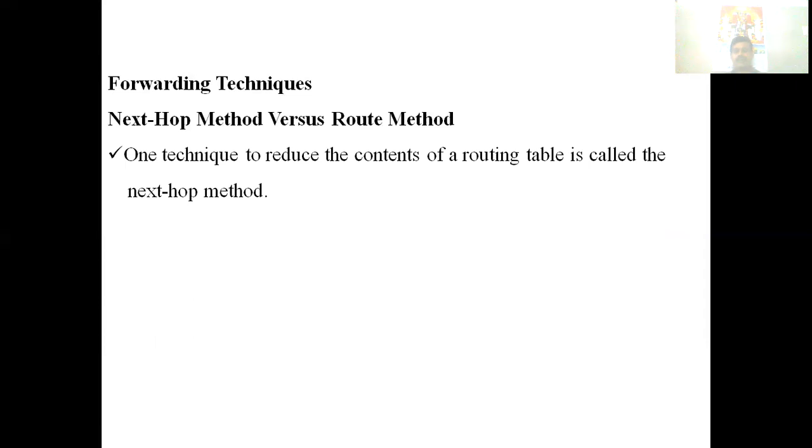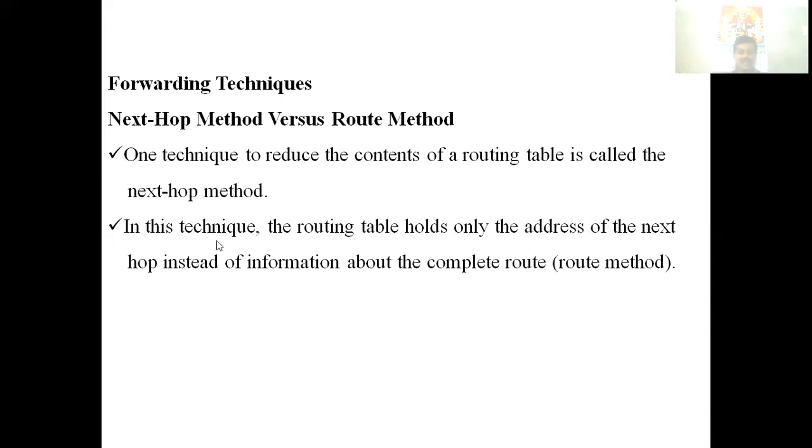Now, forwarding techniques. The first one is the next-hop method. One technique to reduce the contents of a routing table is called the next-hop method. In this technique, the routing table holds only the address of the next hop instead of the information about the complete route, so you will not have the details about the entire route.